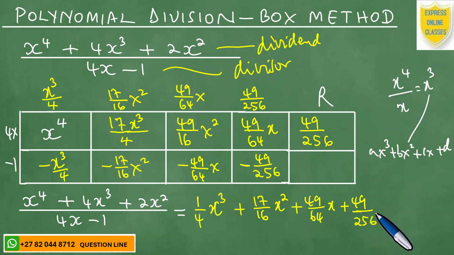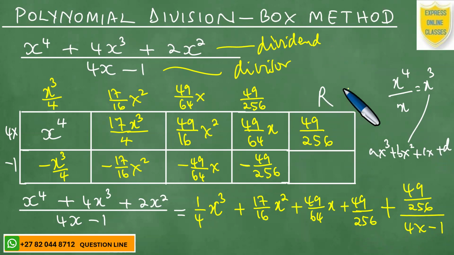Right, and then after this division, we have our remainder. The remainder is this, which is exactly 49 over 256, all divided by the divisor, which is exactly 4x minus 1. And this is the result after the polynomial division, the answer by using the box method of division. And we proceed right now to analyze the next question as follows.